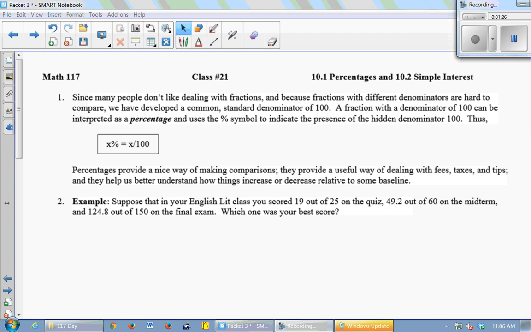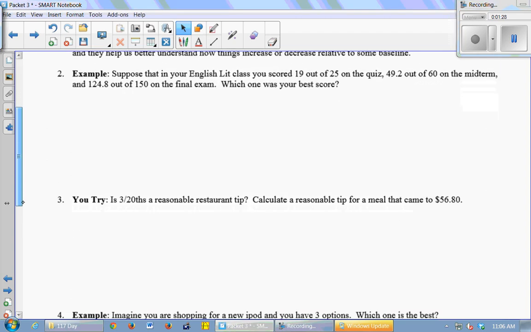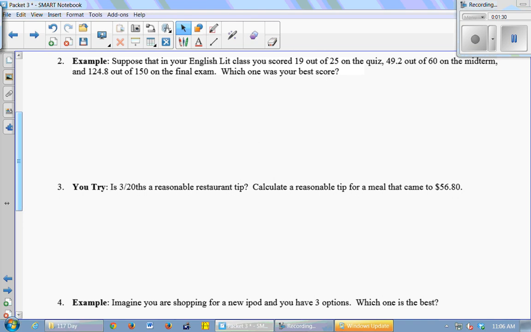So for example, suppose that in your English literature class, you scored a 19 out of 25 on the quiz, a 49.2 out of 60 on the midterm, and 124.8 out of 150 on the final exam. What was your best score? The last one? How do you know? Oh, you changed them all to percentages. Great.